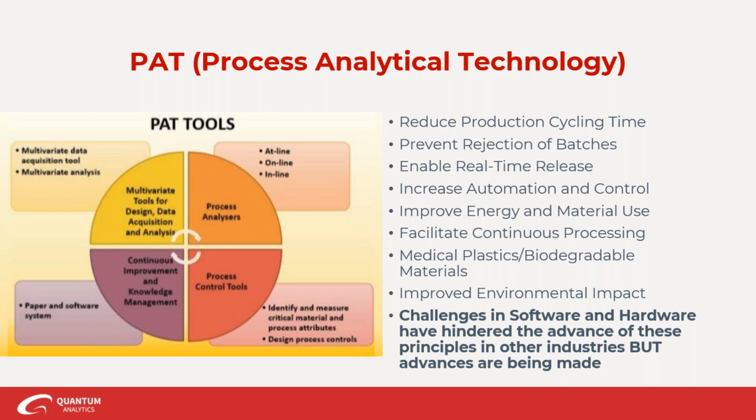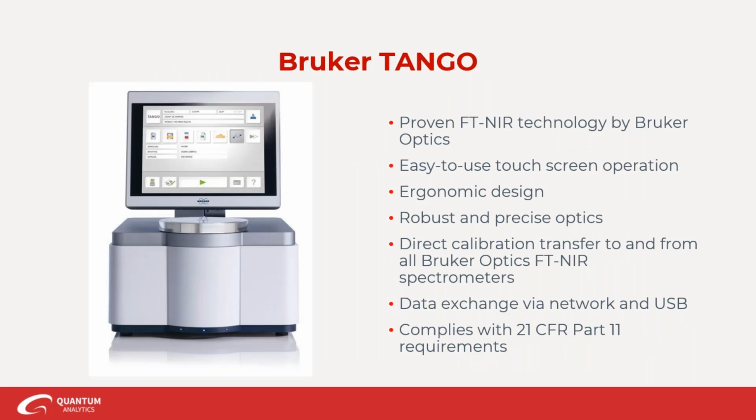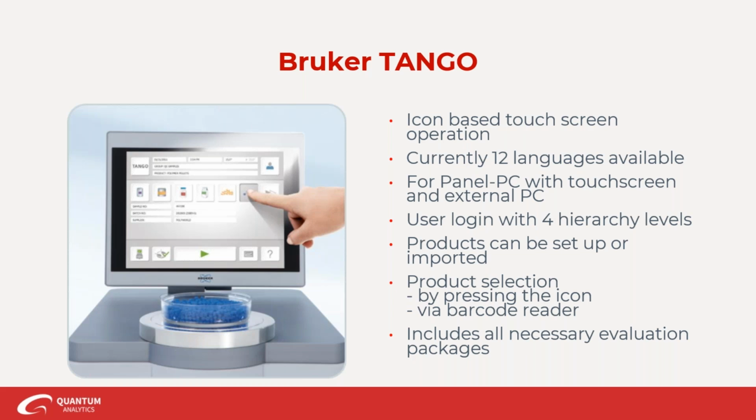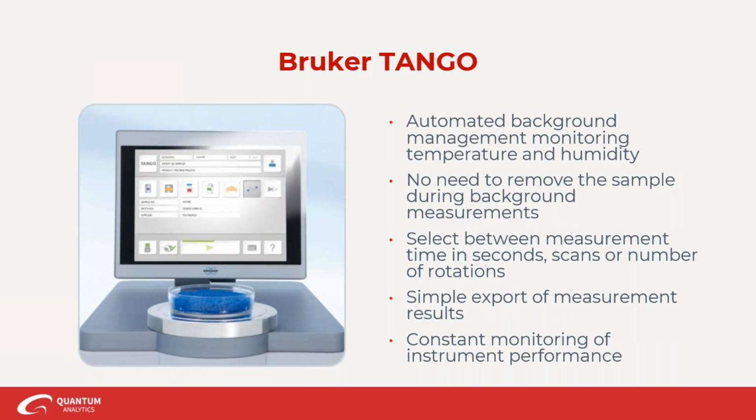So let's look at some of the different instruments that are used to do this stuff. So this is the Bruker Tango. This is your laboratory go-to instrument. This is a great one for checking your incoming products, doing a final quality check. The best way I can describe this thing is as a routine analyzer. It's very easy to use. It's icon-based driven. You have a touch screen that's no different from a tablet or iPad. With this thing, you literally push a button and you go, and it does what you have it set up to do.